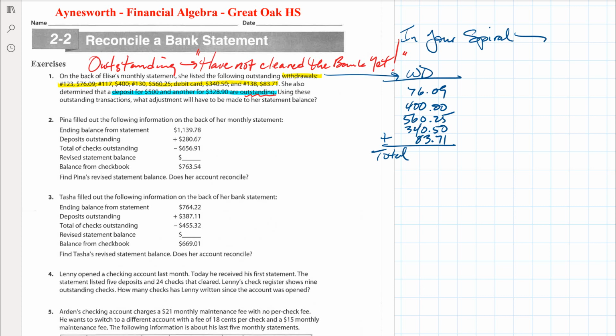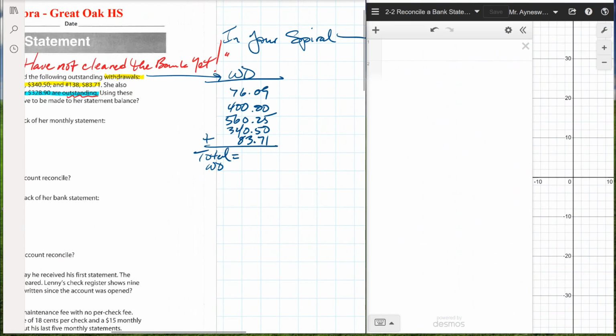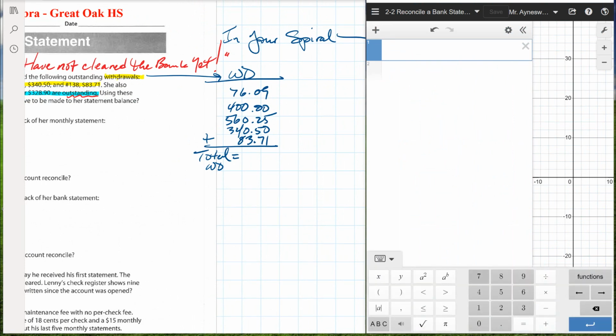Using these outstanding transactions, both the withdrawals and the deposits, what will the adjustment be to her bank statement? What we need to do first is figure out the total withdrawals. That's easy. Let's just enter this in. 76.09 plus, we're just going to add them up. 400 plus 560.25 plus 340.50. And then plus the 83.71. All right, so we have a total outstanding withdrawals of $1,460 and 55 cents.